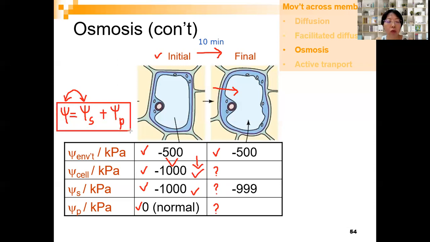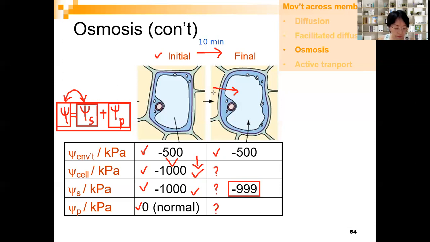Now, water potential of the cell is calculated based on this equation: psi of the cell is equal to psi p plus psi s. If you want to know the value of psi of the cell, you need to find out first what is psi s and what is psi p, and you add these two values up, it will give you your value of psi of the cell. So we have to find out the value of psi p. Now, psi s is given here as -999. Why is it -999?